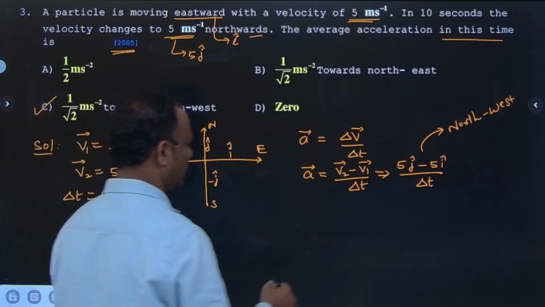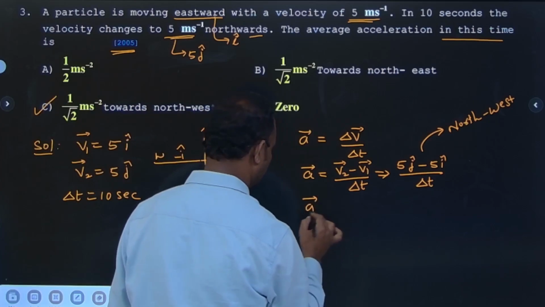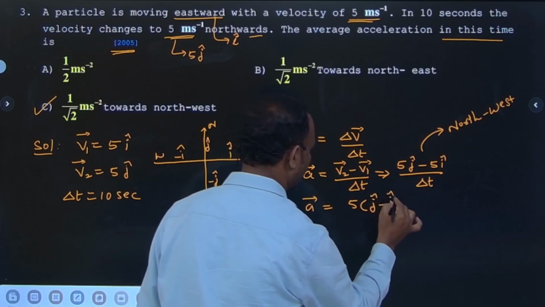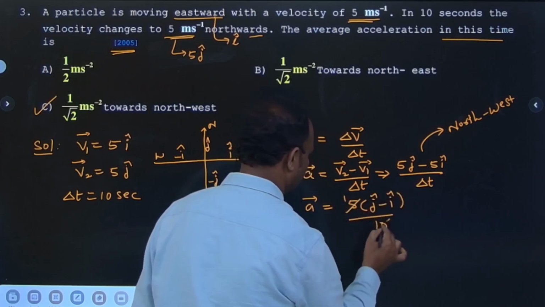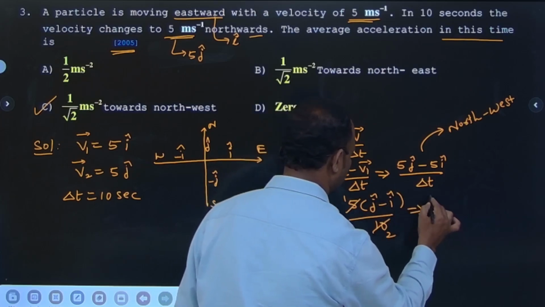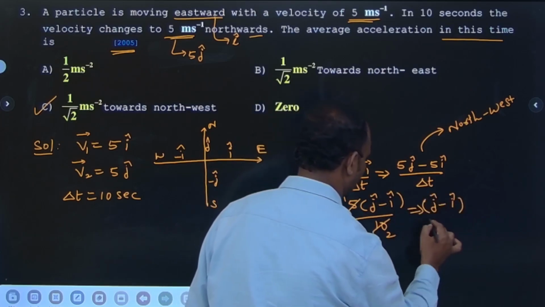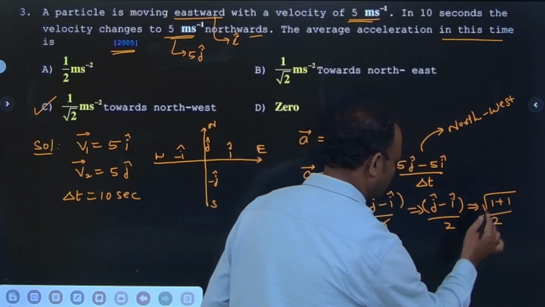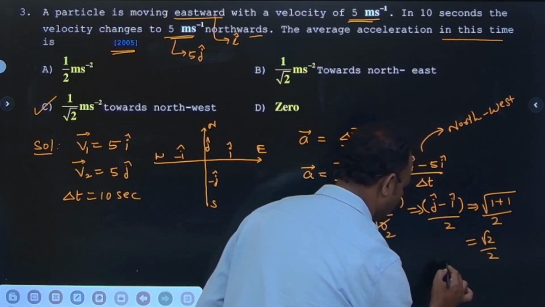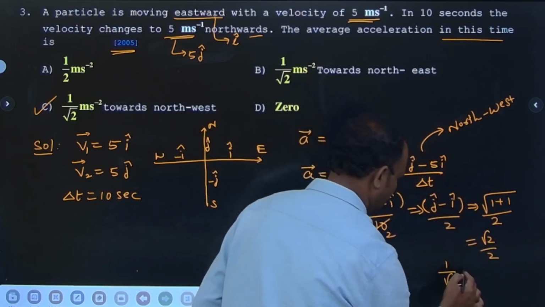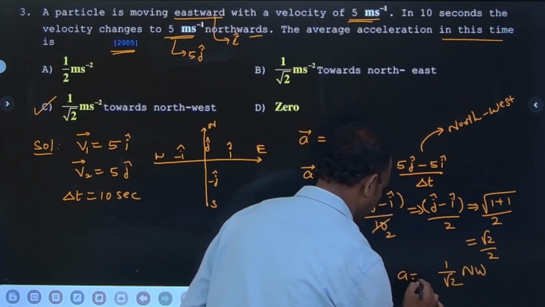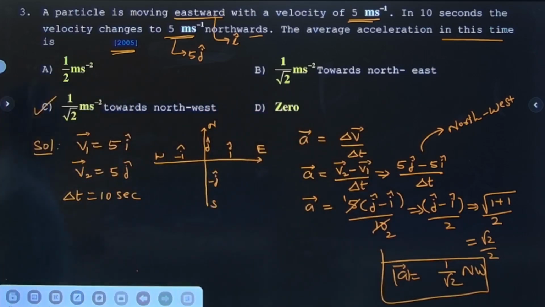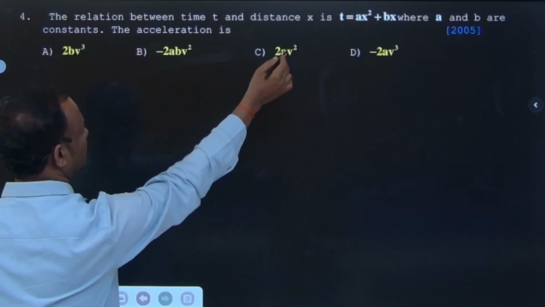But I am completing this one. A bar is equal to 5 times j cap minus i cap, over delta t, which is 10. 5 ones are 5, 5 twos are 10, so we can write it as j cap minus i cap by 2. So find its magnitude: root 2 by 2, which is 1 by root 2. The direction is northwest, and that is the magnitude of acceleration. So the option is C.